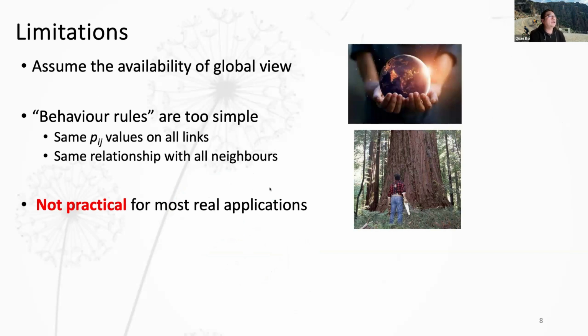For example, it assumes the availability of a global view of the topology, which means you need to know who the good friends or neighbors of each node are. Another thing is that the behavior rules are too simple, because they only use a probability value to represent the influencing events. That means they assume the same type of relationship among different neighbors. Of course, they may have different probability values, but eventually the influencing behavior is similar.